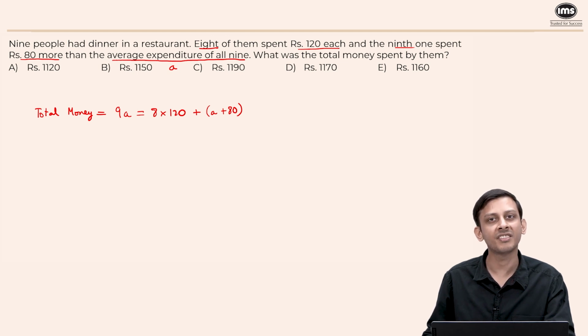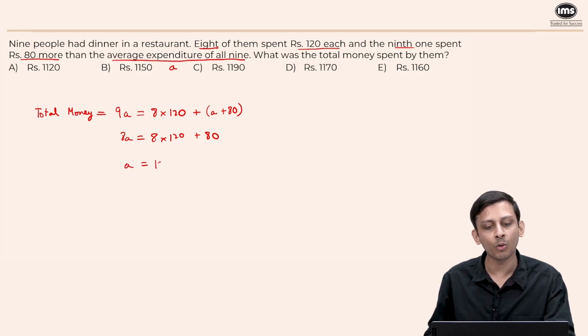And now we can solve this equation. So here, what we can do is, we can see that we will have 9A minus A, which is 8A on the left hand side. Right hand side, we will have 8 into 120 plus 80. Now we can divide by 8. So we will get A is equal to 120 plus 10, which means A is equal to 130.